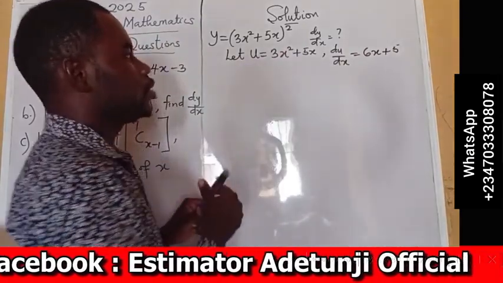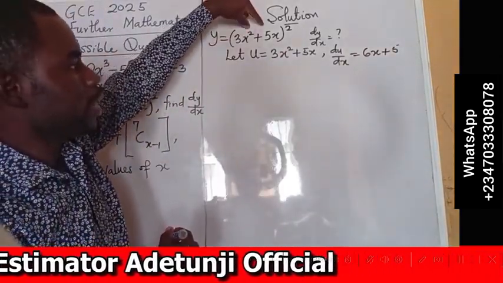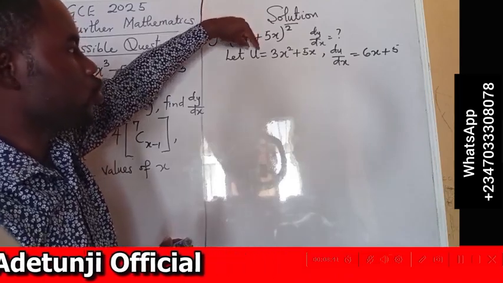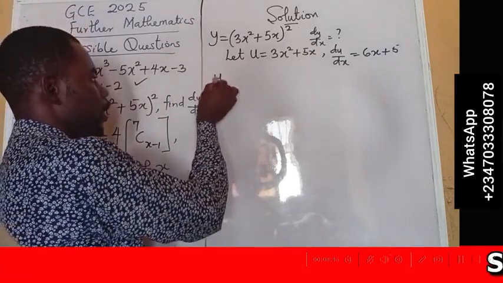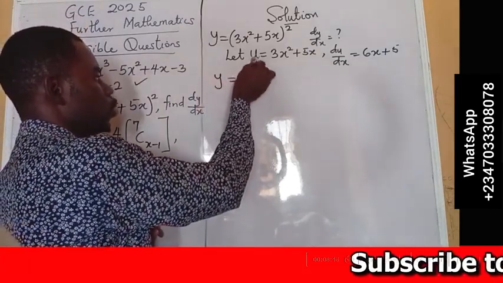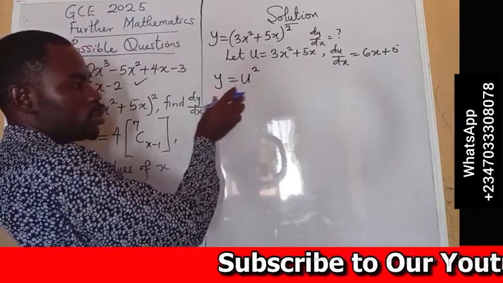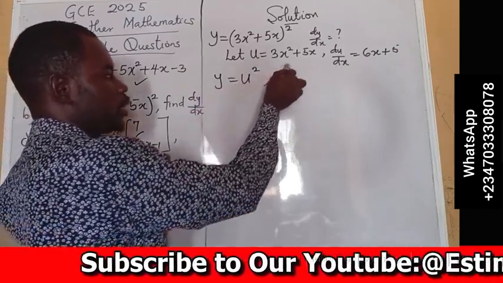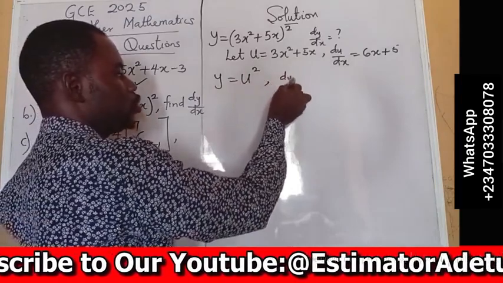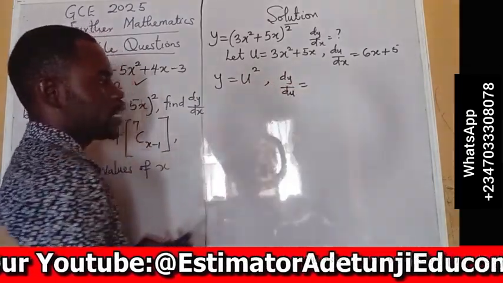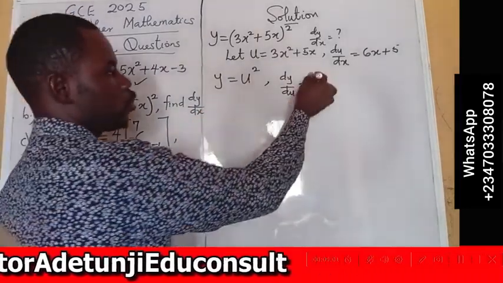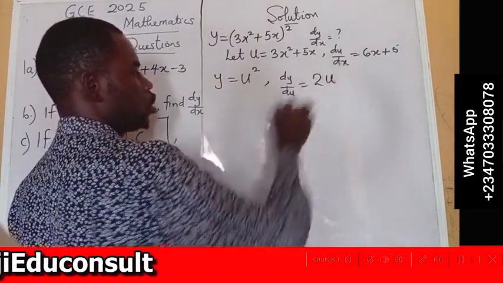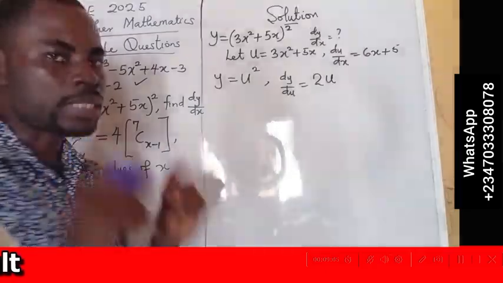Remember, I have said that all the problem I have in the bracket, I want it to be called u. So now let me put u there. So we now have y equals u squared. This time around, my two variables here are y and u. So I will find dy du. When I differentiate y with respect to u, I'm going to have 2u.